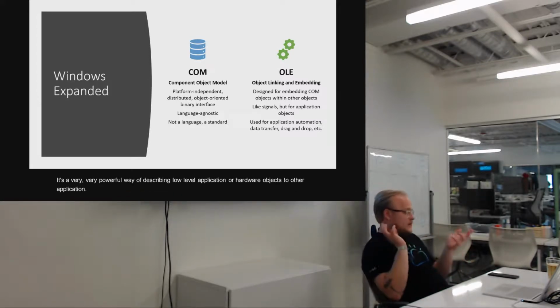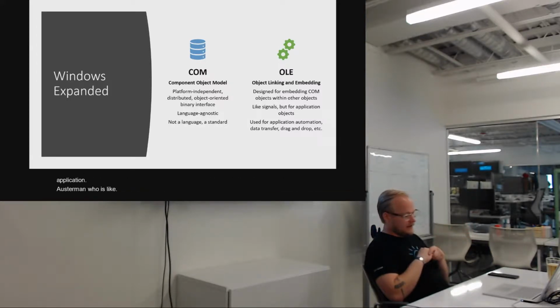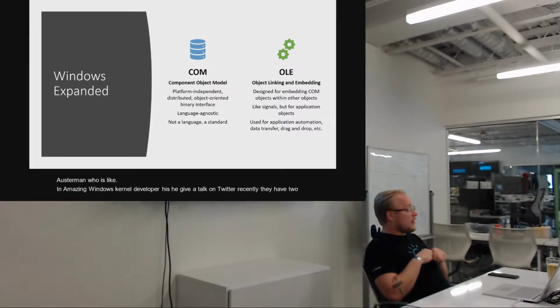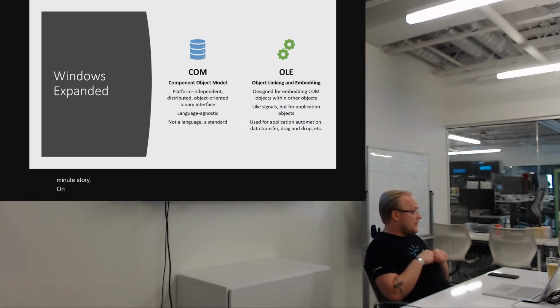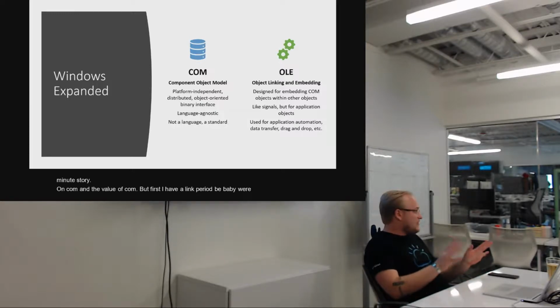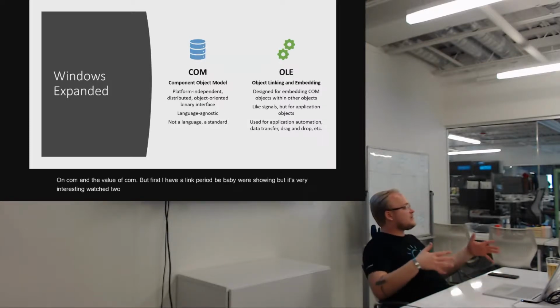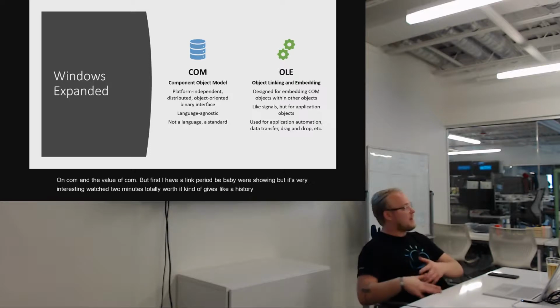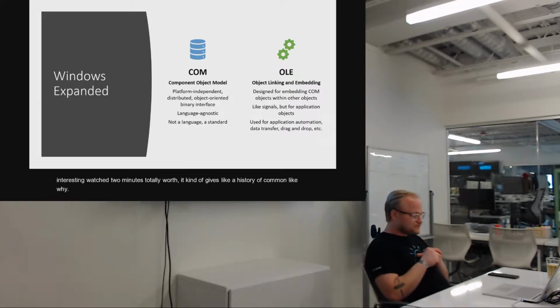Larry Osterman, who is an amazing Windows kernel developer, gave a talk on Twitter recently. I think it's called a 2-minute story on COM and the value of COM. Unfortunately, I don't have it linked here. It'd be worth showing. But it's a very interesting watch. It's 2 minutes, totally worth it. It gives a history of COM and why Microsoft believes it was important.